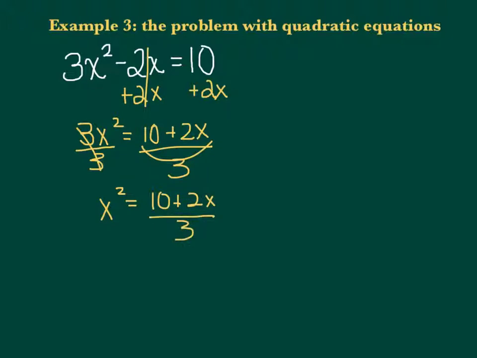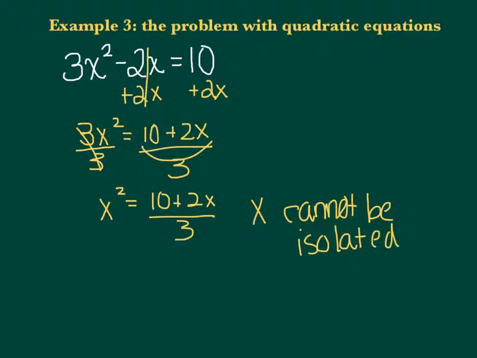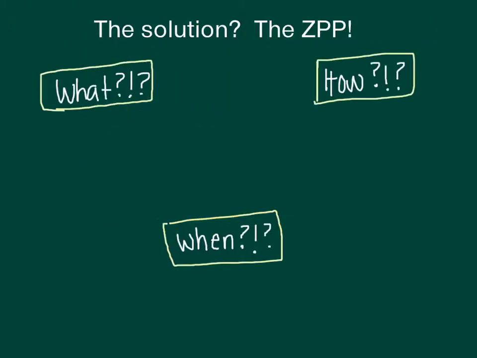Still looking like some trouble. The real problem is that we have no way to get this x and x squared combined. So we have no way to isolate x. So x cannot be isolated. And this is really a huge problem. So, it's a problem. Is there a solution? In fact, there is, and it's called the ZPP.